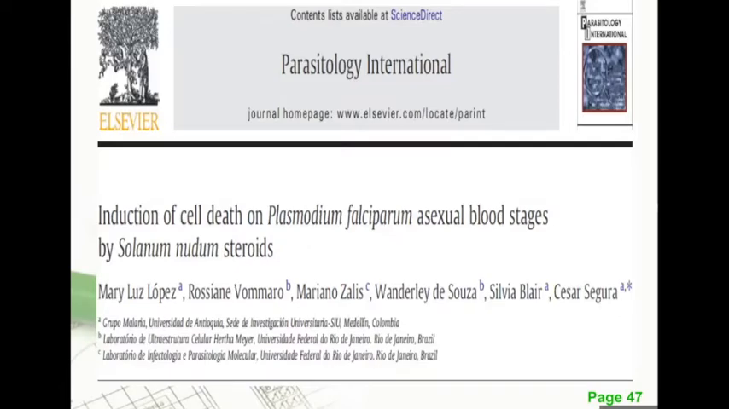Now, I want us to look into a specific example. I've taken this from a journal. We have here "Induction of cell death on Plasmodium falciparum asexual blood stages by Solanum nudum steroids." So that is the title. Let's look into the introduction part.